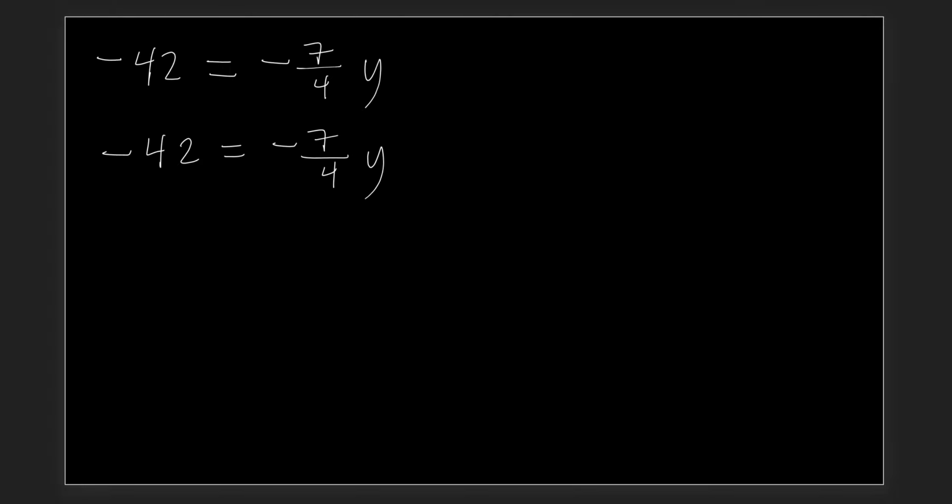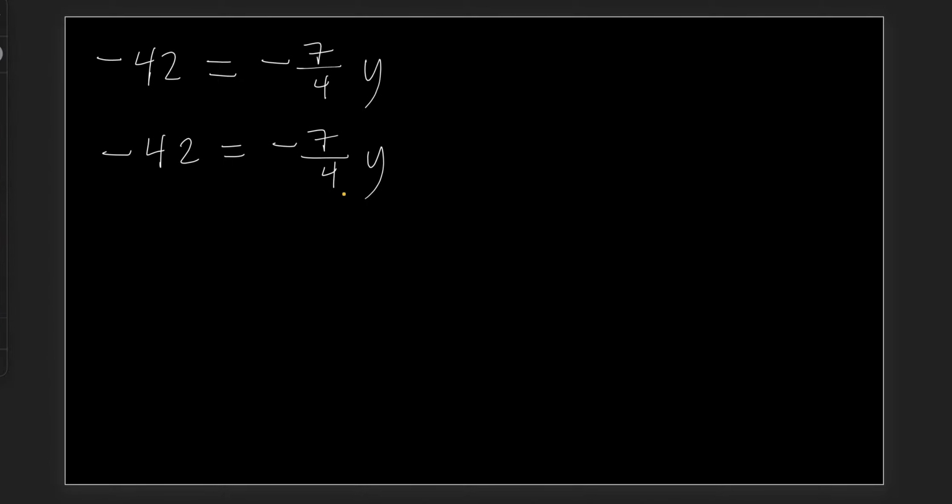rational equations to solve. So if we have negative 42 equals negative 7/4 y, just think as if this is a whole number. What do I got to do to get y by itself? Negative 7/4 is being multiplied by y, so I'm going to write this line again so I can work on it. This way if I go back and look, I can see what the original problem was. I don't have to decipher it out of a bunch of mess.